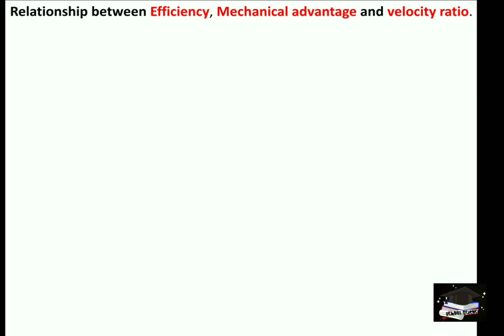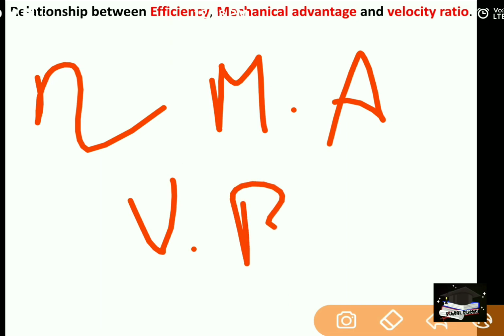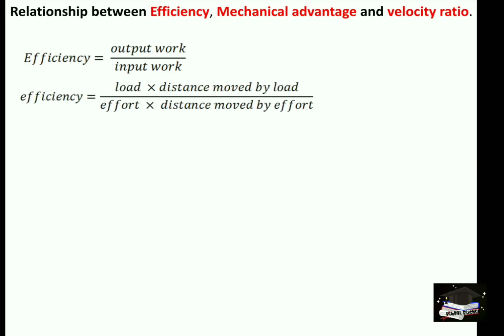Now next we have one very important topic: the relationship between efficiency, mechanical advantage and velocity ratio. We are finding the relationship between efficiency, mechanical advantage and velocity ratio. To start with, we'll look at the formula of efficiency. Efficiency is equal to output work by input work. Now we have already done this. What is output work? Output work is load into distance moved by the load, and input work is effort into distance moved by the effort.